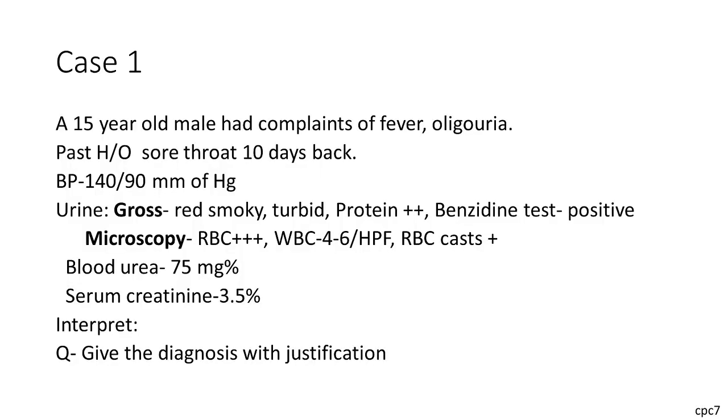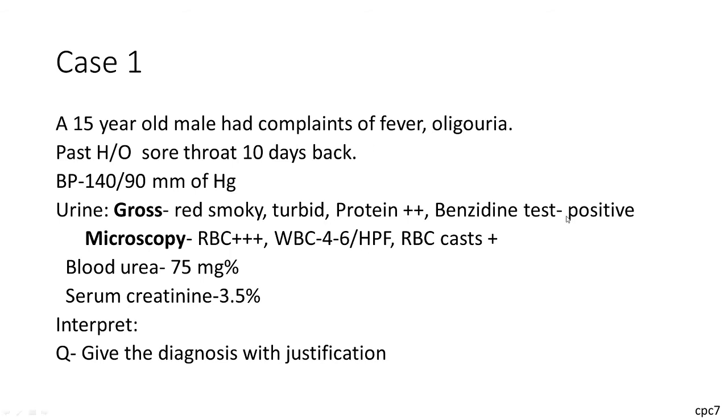Now coming to the actual cases which we kept for you all. Case 1: a 15-year-old male had complaints of fever and oliguria. Past history of sore throat 10 days back. Blood pressure was 140 by 90 millimeters of mercury. On urine examination, grossly it was red, smoky, turbid. Protein was 2+, done by the chemical method.